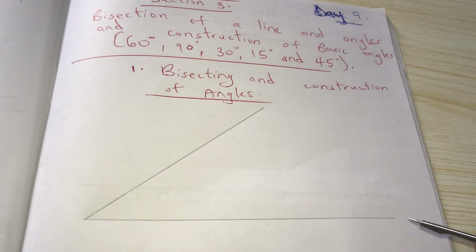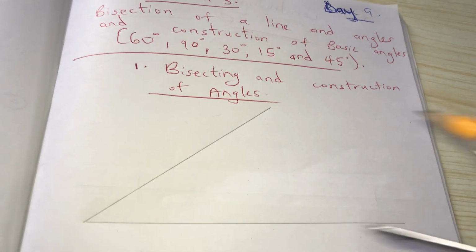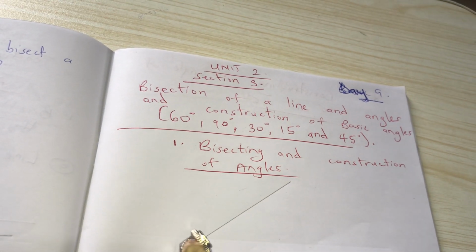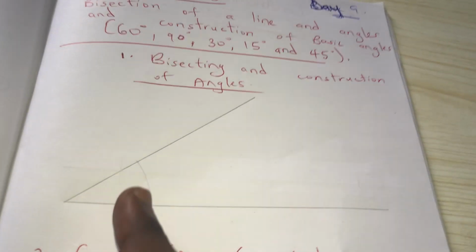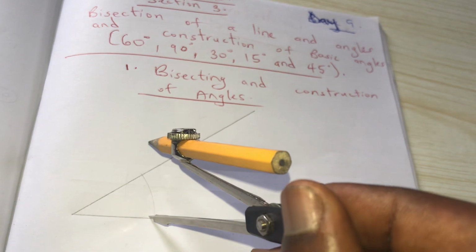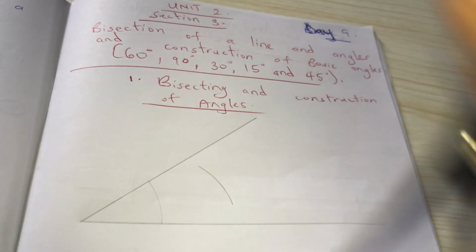We use a protractor to construct an angle, okay, but in case this is our angle, this is what you do. This part is the angle, okay. So when you want to bisect this angle, you stand at this place and construct an arc. Then you stand at this place and construct an arc.